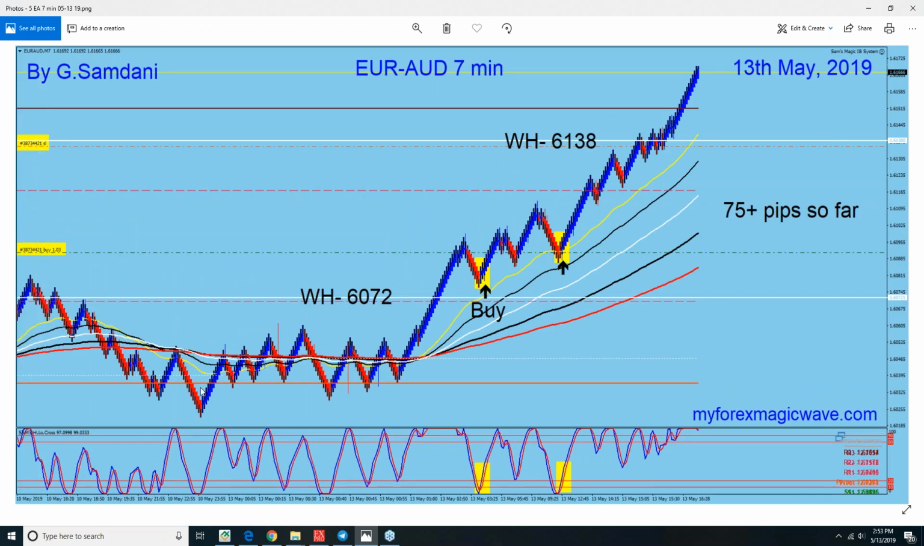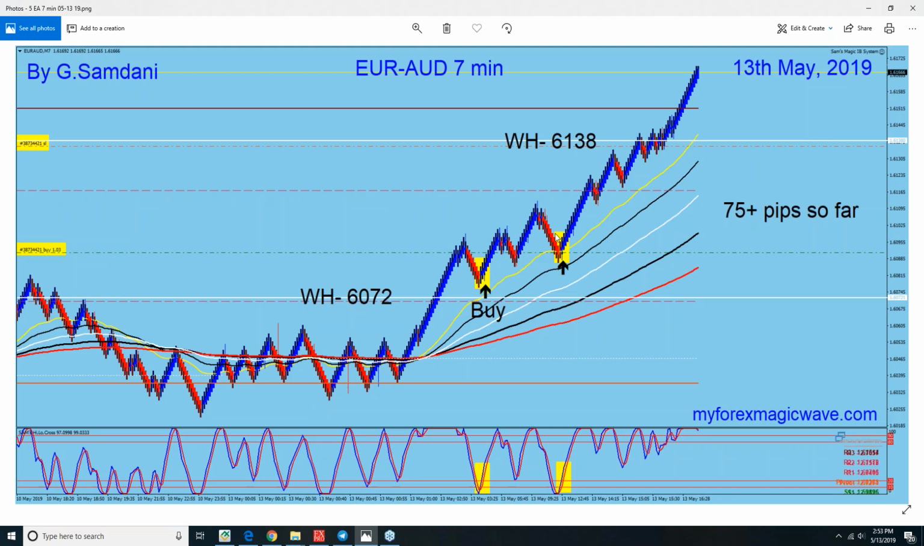We were here, support. This was some kind of support area, and I was expecting that we're going to bounce from here. This is what I said in my yesterday's webinar, that Pound Aussie and Euro Aussie are both going to go up because the Aussie is dropping. And then all of a sudden the price goes up. Here, the entry, this is the second entry. I don't need to take this one.